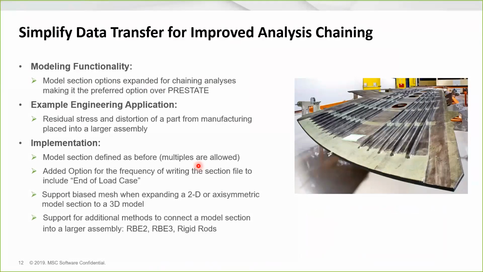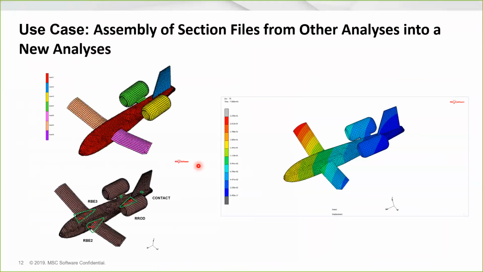We've added the option for the frequency of writing to include the end of the load case. It's also a possibility to take a lower order, a 2D or axisymmetric model, and expand it into a 3D. That's already been there. What we do now is we support a bias mesh when you do that expansion. And then we also support additional methods to connect the model section into the larger assembly. So now you can connect using RB2, RB3, and rigid rods in addition to contact, which we've had. So you can see here's an example.